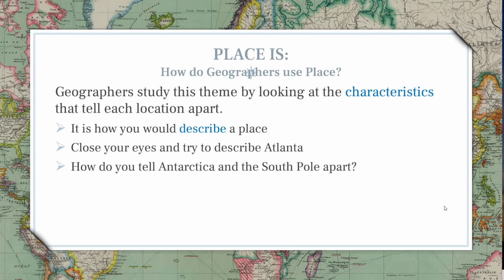I like to say that the difference between location and place. Location is where it is. Remember, that's one of the questions that geographers ask: where is it? Where is it located? Location is where it is. Place is what is it like? What does it look like? How does it seem? How does it feel? How does it smell? What kind of sounds do you hear? What kind of characteristics does it have? Okay, that's not one of the questions geographers ask, but geographers do look at the characteristics.